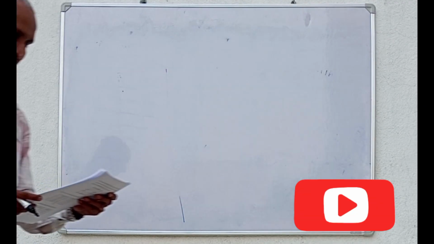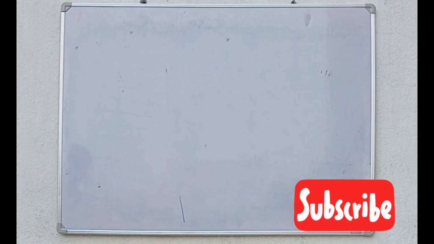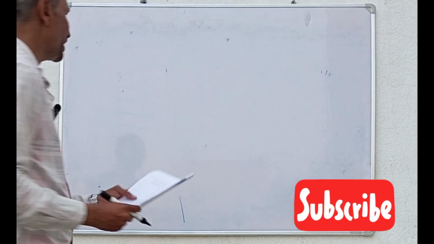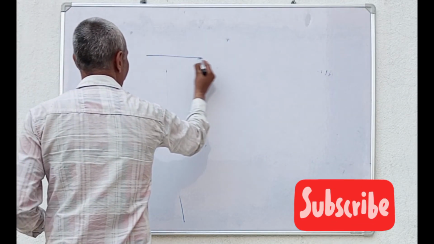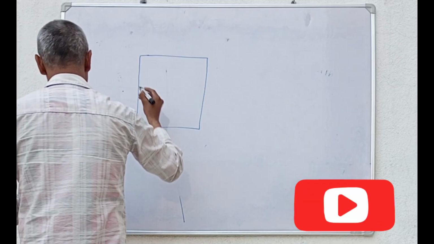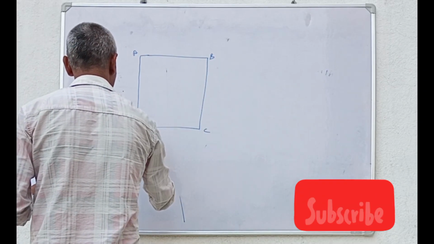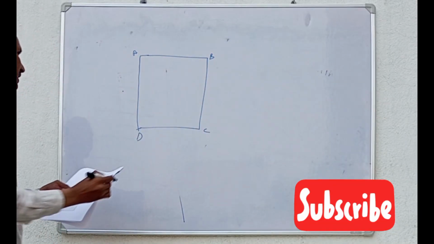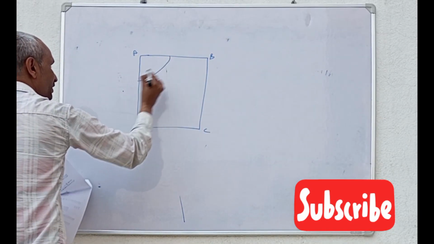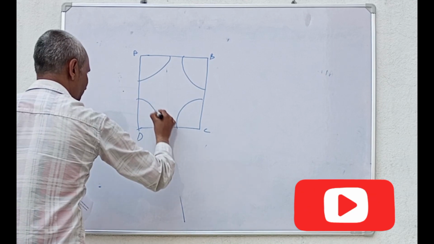Next important question given here. An arc is drawn in the square ABCD. One square is there. It is a square. Here it is written A, here B, here C, and here D. In that the arcs are drawn. Here one arc drawn, here one arc drawn, here one arc drawn, here also one arc drawn.